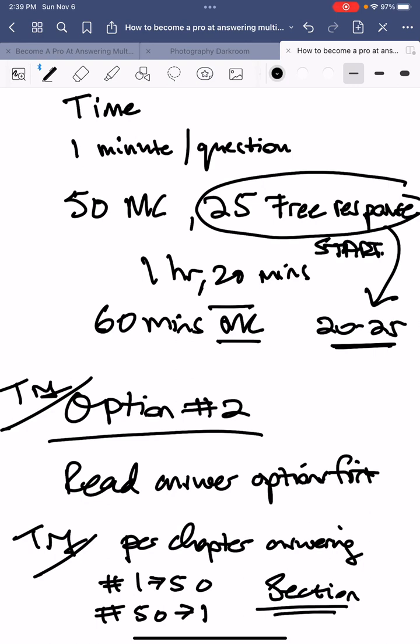I hope that you find this helpful and I hope that answering multiple choice questions will become easier for you and that you will become a pro at answering multiple choice questions.